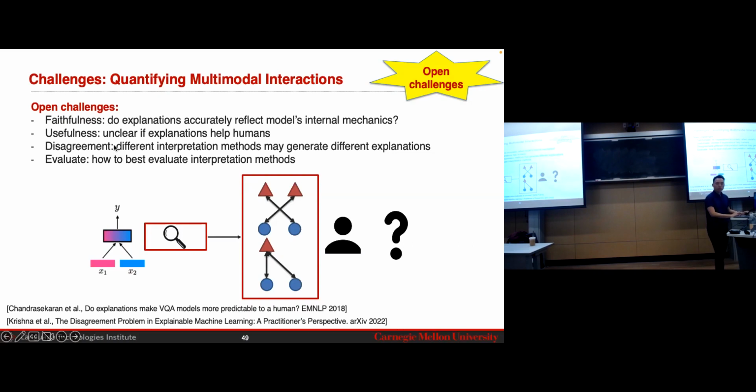Disagreement. There's many different interpretation methods proposed. First order gradients, second order gradients, looking at attention maps, looking at representation features. They actually generate different explanations each time, right? So it's unclear how to resolve this disagreement issue. If one interpretation method tells a human this, and another interpretation method tells a human something else, how does the end user resolve this? And finally, evaluation, right? It's still unclear. Just because of the lack of a ground truth, how do you evaluate these interpretation or quantification approaches?